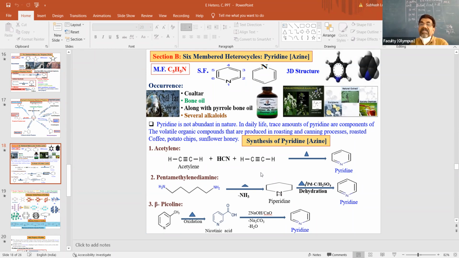So from these sources, what type of MCQ will be asked? They will ask: which of the following is the most abundant source from which we can obtain pyridine as a heterocyclic compound? They can give the options alkaloids, bone oils, or coal tar. Then the answer must be the alkaloids.